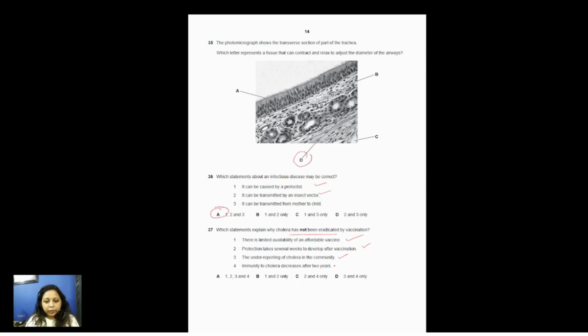Immunity to cholera decreases after 2 years. Yes, that's why the medicine is not going to work. So the answer is all options.